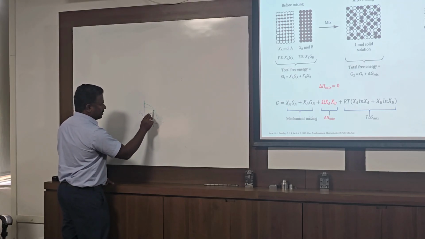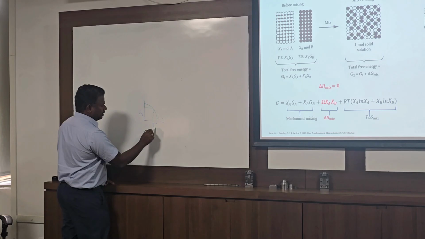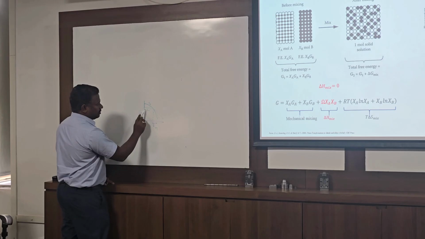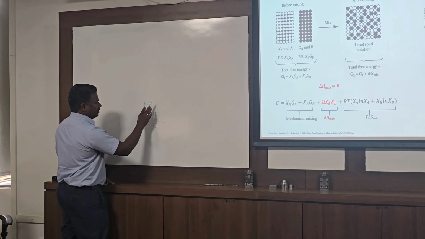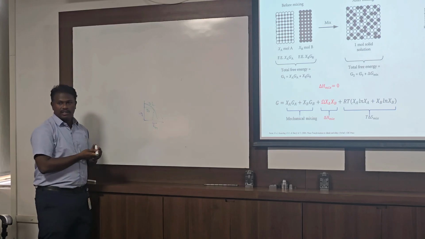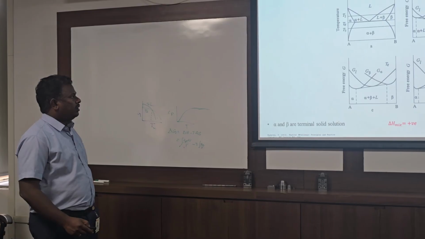See, for example, this is the melting point. And this is the liquid, and this is the solid. So at this temperature, up to the melting point, sorry, up to here solid is stable, then after this, liquid is stable. Why this is so, we will discuss.